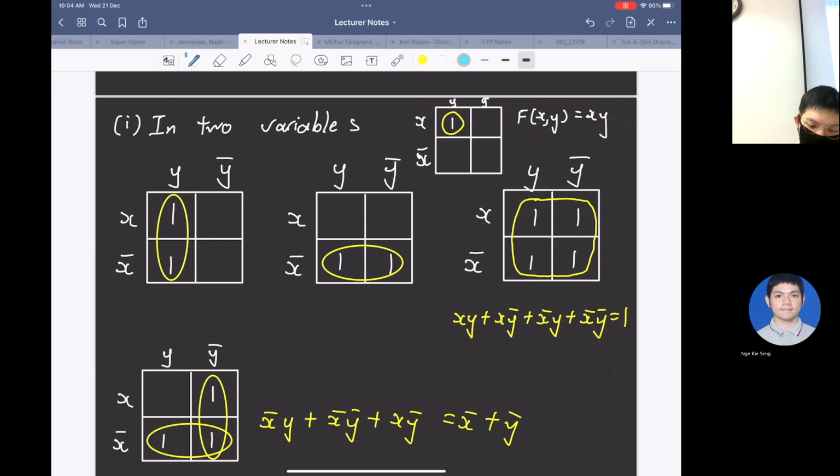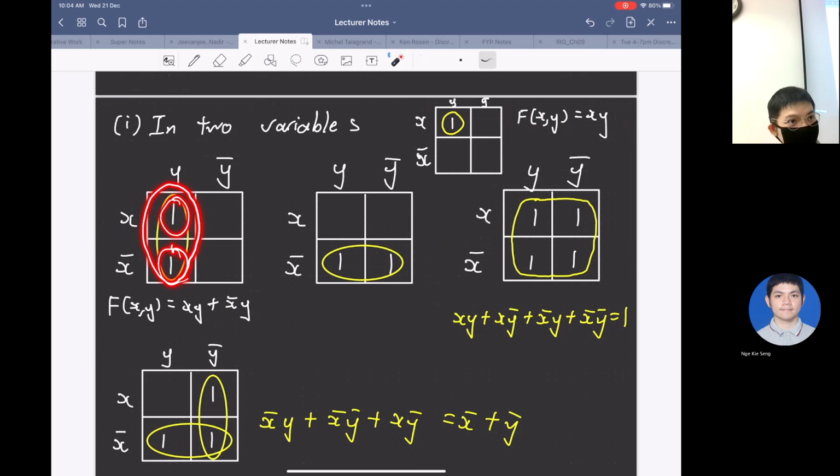But let's say your f(x,y) is equal to xy plus x bar y. You build a K-map for it and place 1s at xy and x bar y. Then instead of forming two 1 times 1 blocks, you can form a 2 times 1 block. You need to form the largest block to cover the 1s, but the block size is a power of 2. So in this case it is 2.